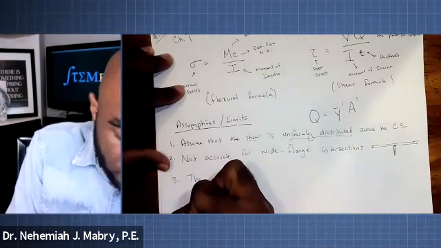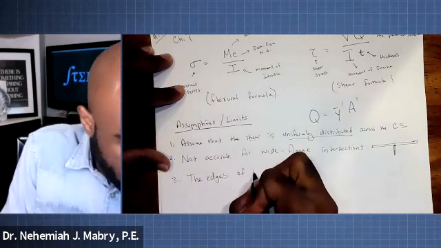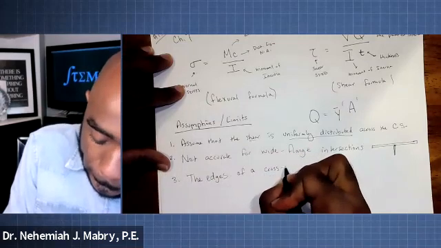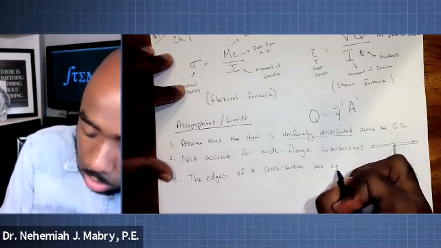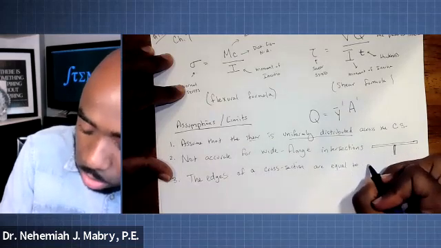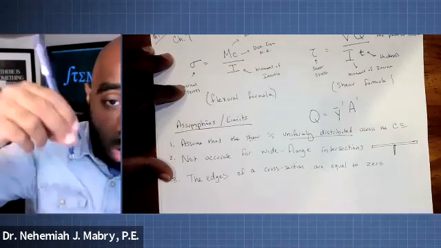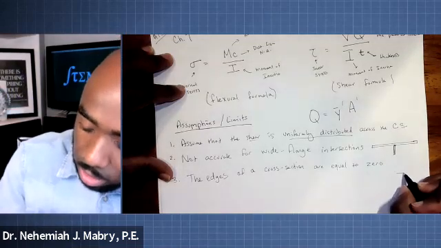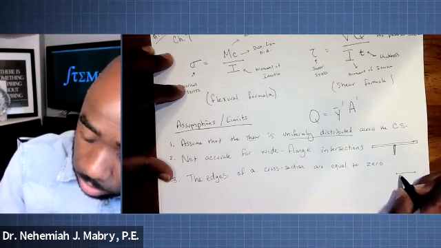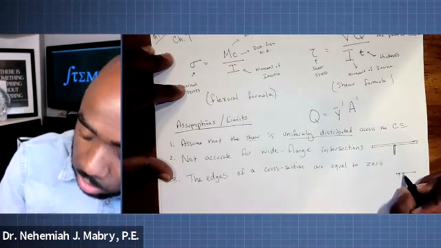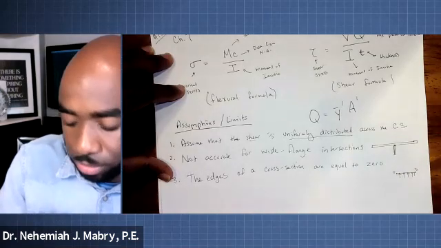Now the next one is the edges. Your edges of the cross section. This is a limitation of it. They are equal to 0. So if we're looking down at a cross section, let's imagine we're looking down at a cross section like this. We're saying that the value here and the value here are equal to 0. Even though you may have some forces distributed throughout it, we're saying that at the edges, it's going to be equal to 0.